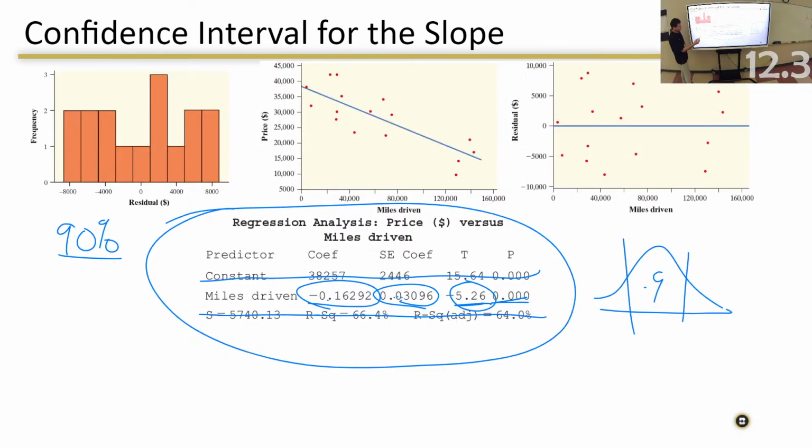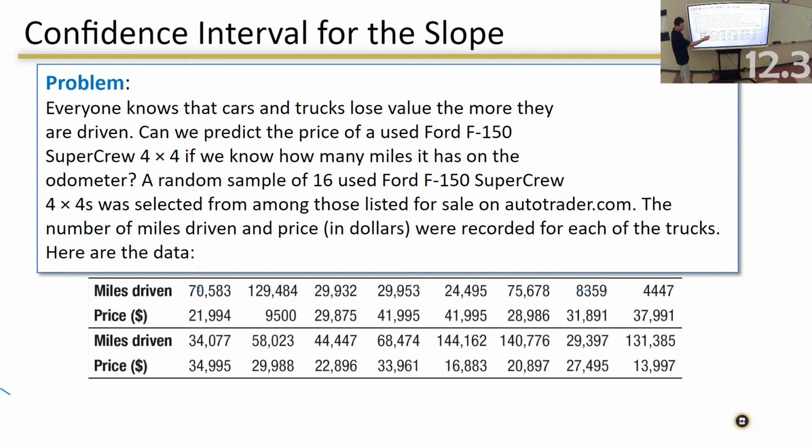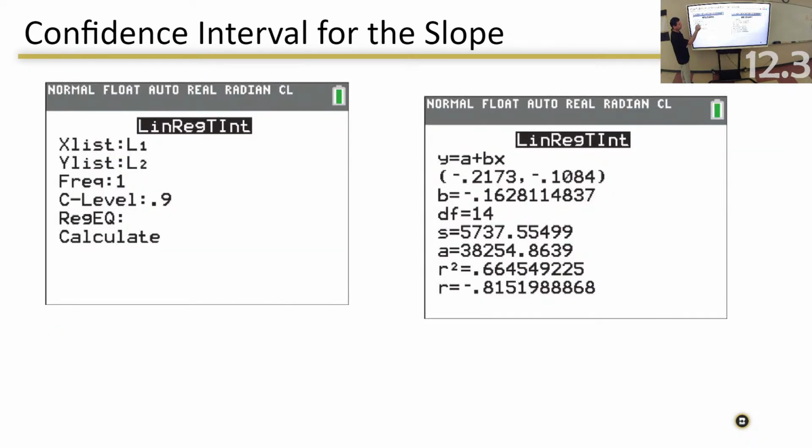So if you punch all these into your L1s and all these into your L2s, you'll have 16 L1s and 16 L2s. And then you can go to LinRegTInt. It's down at the bottom almost. Sorry, I said test. Int. 0.9. Boom. There it's going to give you the left bound, the right bound, what the slope was, the DF, and the standard deviation. But that's everything that the table gave you. That's everything that the printout gave you.